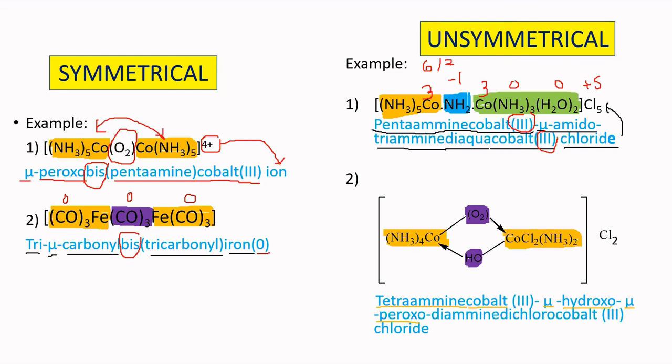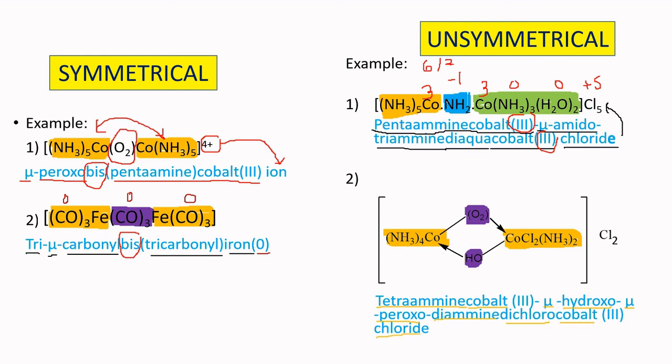This is peroxo. Please take note that even when you name the bridging ligands, they should be in alphabetical order. It doesn't matter if the peroxo is up or the OH is down, you still need to name the hydroxo first because it is H, followed by P. After that, you name the second unit, where you can see there are two amine, so diamine, and then 2 chloro, dichloro, cobalt, and chloride.